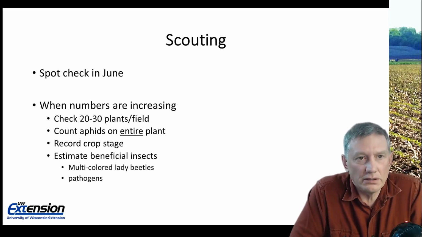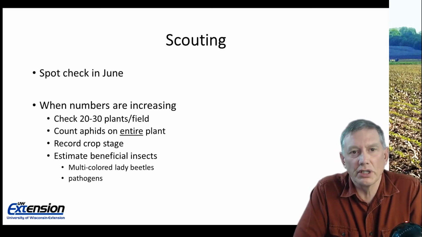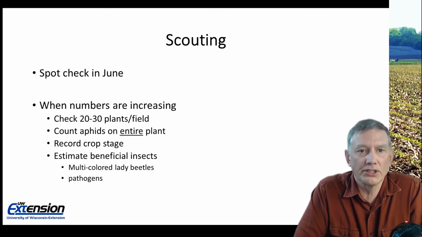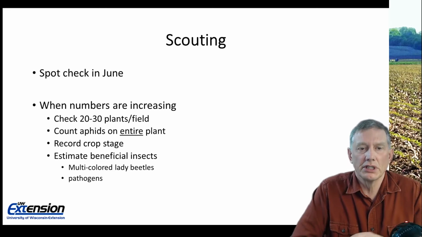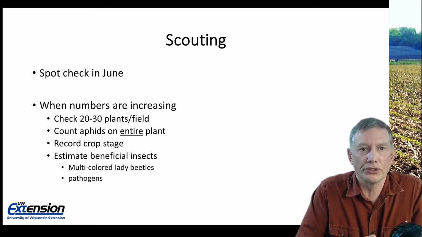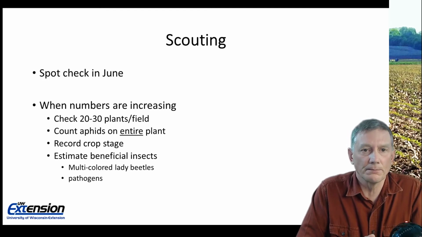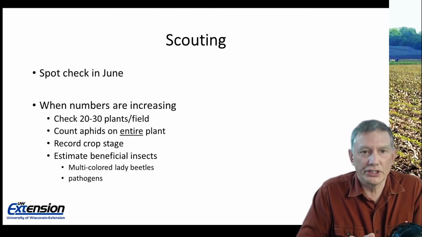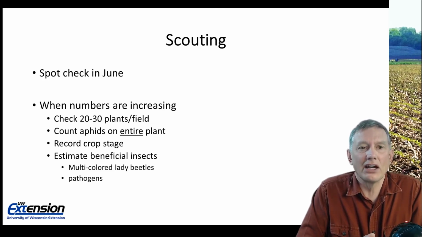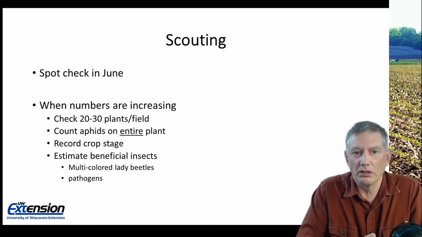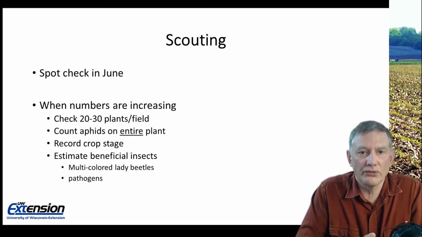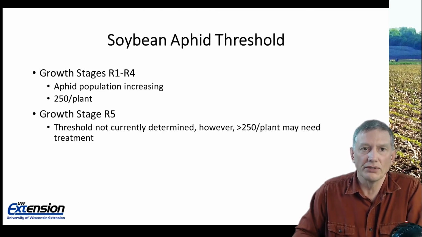To scout, start spot checking in June. I think it's important to get an early indication of whether aphids are there and if populations are increasing, because if we're going to control soybean aphids, it will be important to know if that population is increasing, decreasing, or plateauing. To scout for the aphids, check 20 to 30 plants per field and count the aphids on the entire plant. Record the crop stage, that's going to be important. And then also estimate the number of beneficial insects, whether it's the multicolored lady beetles or other pathogens, as that can affect whether or not we are going to treat for soybean aphids.